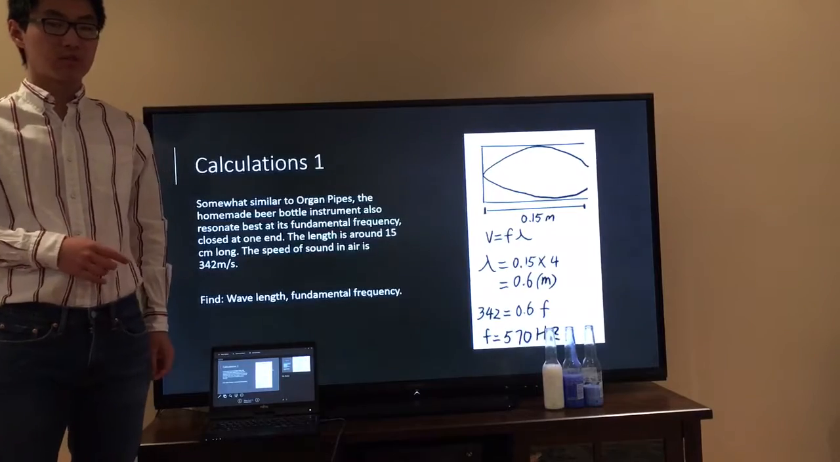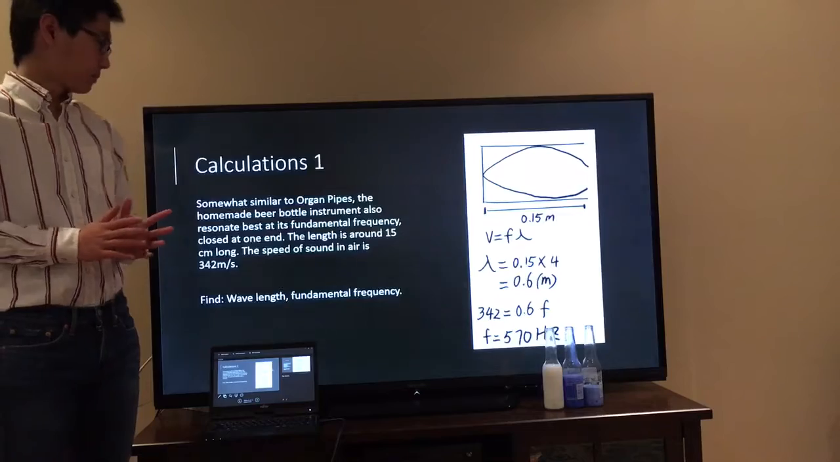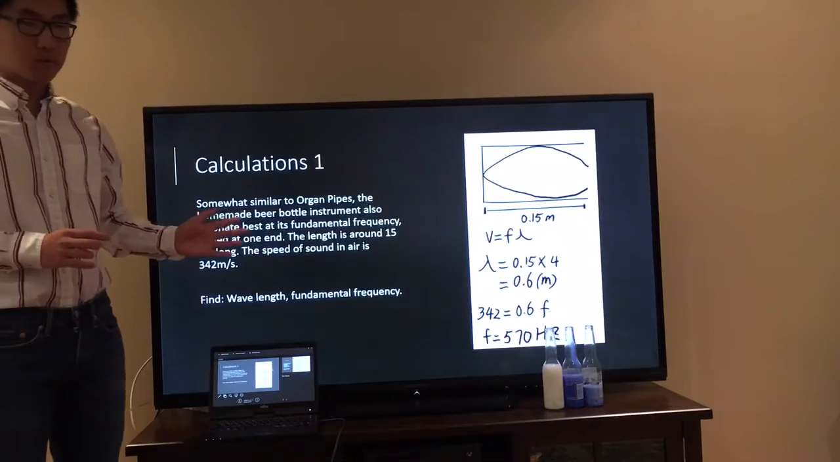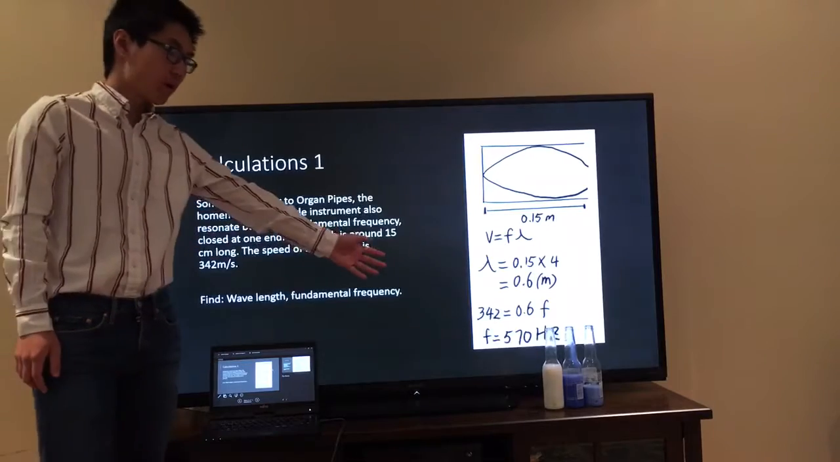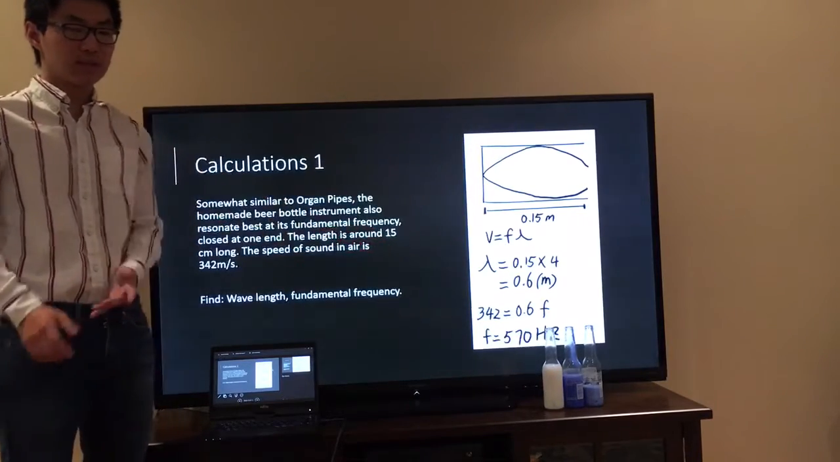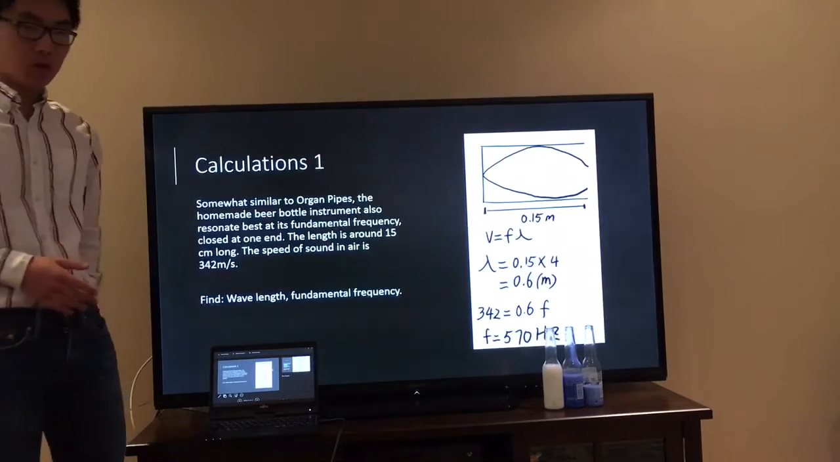Now, a little interesting fun fact. Through some research, I found out that the organ pipe, as well as my beer bottles, both resonate best at their fundamental frequency, which is why I found the fundamental frequency instead of any other frequencies, because it is a lot more significant.